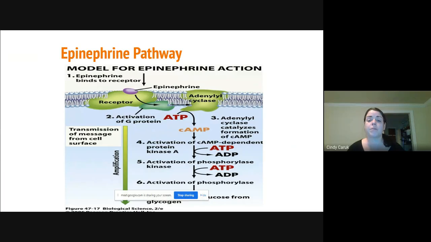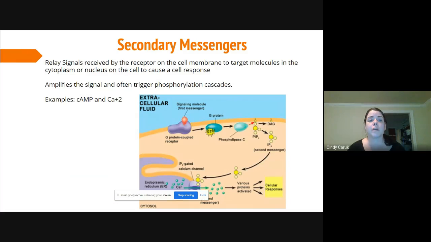This is your epinephrine pathway again. That was the example that we used quite a bit. Second messengers relay the signals from the receptor inside the cell. The signal is picked up by the receptor, and then inside the cell, or sometimes inside the nucleus, it's going to cause that change. Again, it's going to amplify the signal.